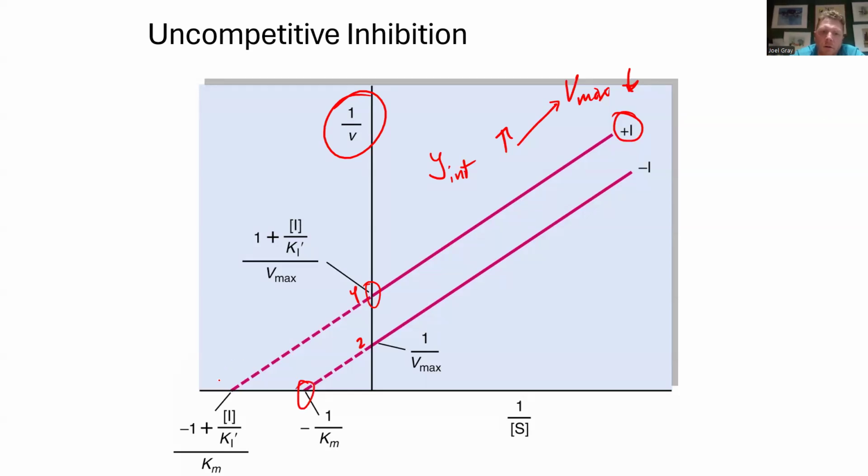Now over here, your Km, well, we are getting farther from 0. So in effect, we're going up. But again, that's a reciprocal value, so your Km is going to be going down. With an uncompetitive inhibitor, your two lines are going to be parallel to one another.